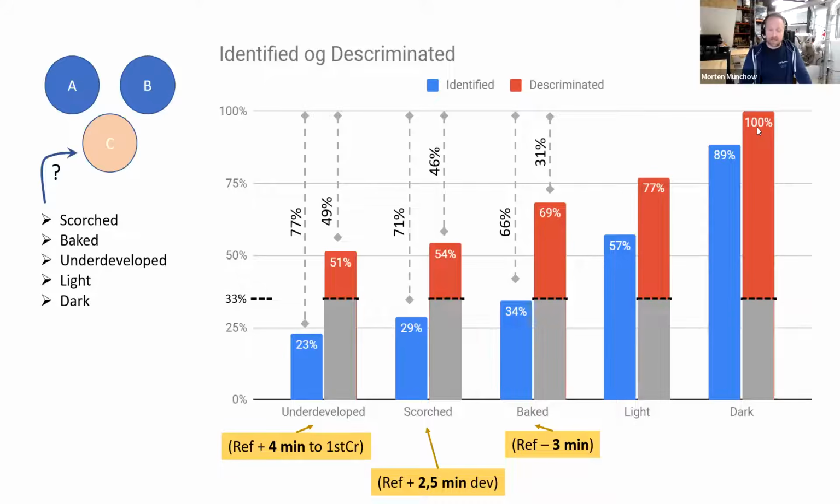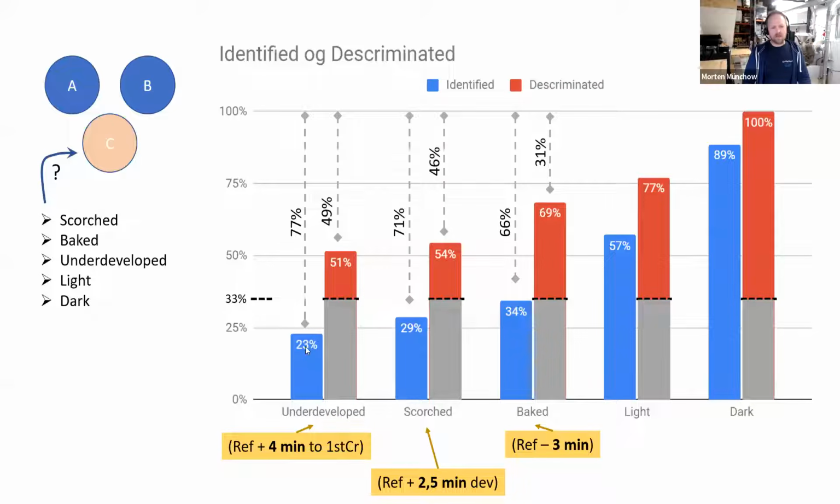So there are skills in identifying the odd cup in the triangle, and everybody can do that when the odd cup is the dark one. And then you can see it goes down. So the light one, it's actually surprising. And then the baked and the scorched and the underdeveloped, it's really, really low.